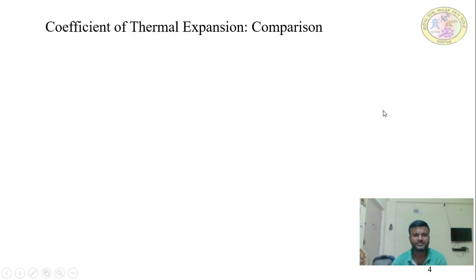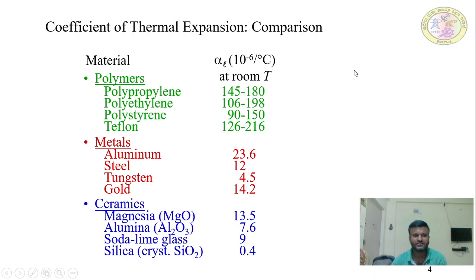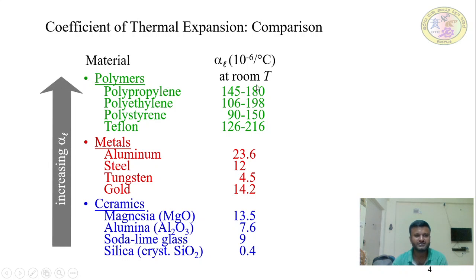Next, for different materials, let's see how the coefficient of thermal expansion changes. The materials given are polymers, metals and ceramics. The thermal coefficient of linear expansion is always expressed per degree centigrade, and the values are usually of the order of 10 to the power of minus 6 per degree centigrade. Polymers have higher values, and ceramics have lower values.